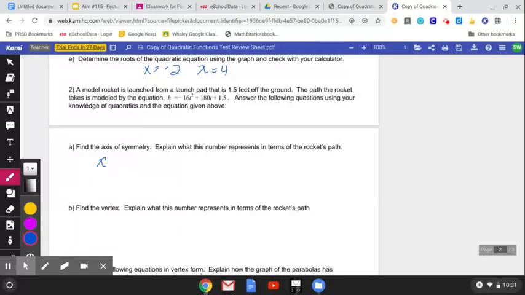All right, that's -b over 2a. So -180 over 2 times -16. I'm going to run out of room, so I'm just going to put it over here. -180 divided by -32. So I need a calculator for that. Okay, I get 5.625. Now the question is, what does that represent?